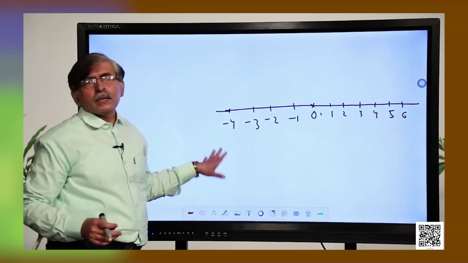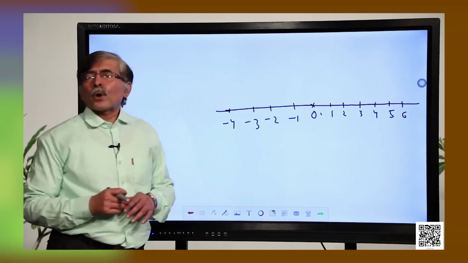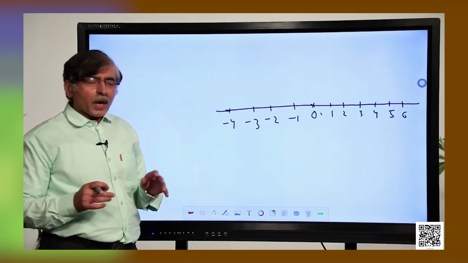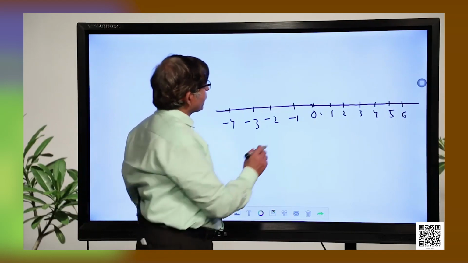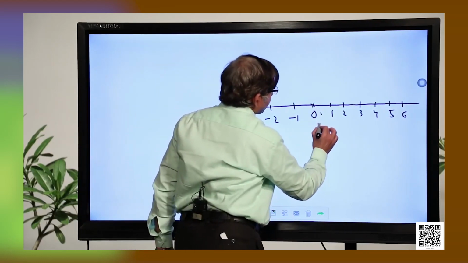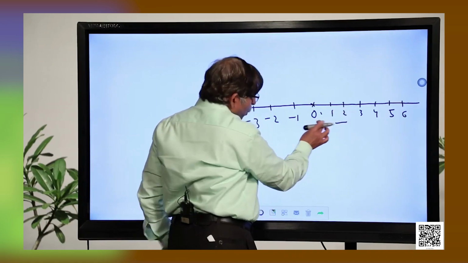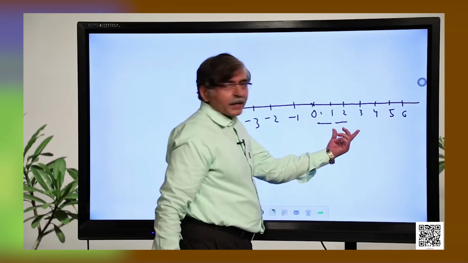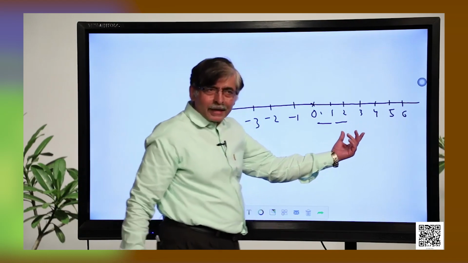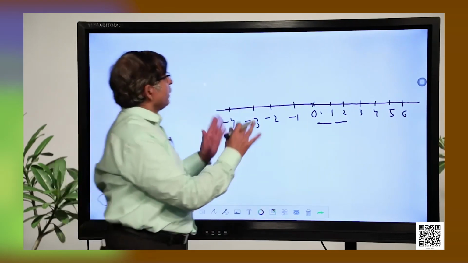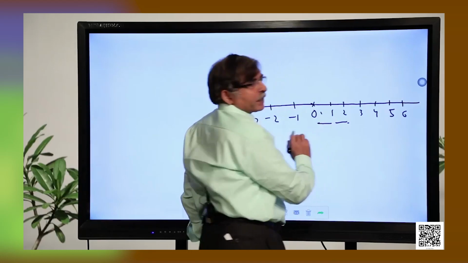So, this is called a number line, and whenever we draw the number line, we have to always consider this: the distance between 0 and 1, and the distance between 1 and 2, and 2 and 3, should be equal. We can take any unit of measurement or length, but it should be equal.